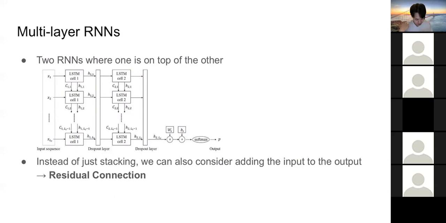And in many cases, in modern neural networks, when you're stacking layers, it's very common to use residual connection, which just means that the final output of the second layer is the output of the second layer plus the first layer's output. It's called residual.